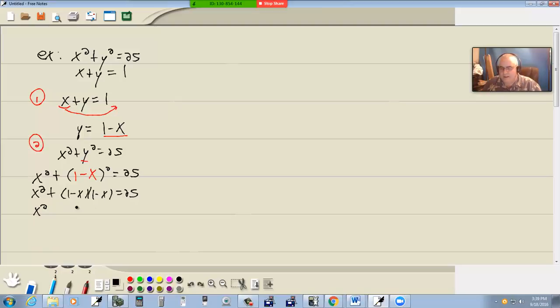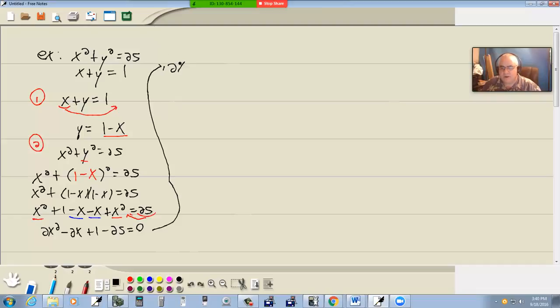If we FOIL that, 1 times 1 is 1. 1 times negative x is negative 1x or negative x. Negative x times 1 is negative 1x or negative x. And negative x times negative x is a positive x squared equals 25. Combine like terms. x squared plus x squared is 2x squared. Negative x minus x is negative 2x. Plus 1, and then I'm going to bring that 25 over to the left side. And the reason why is because we got a quadratic, which means we're going to end up using the zero factor probably.